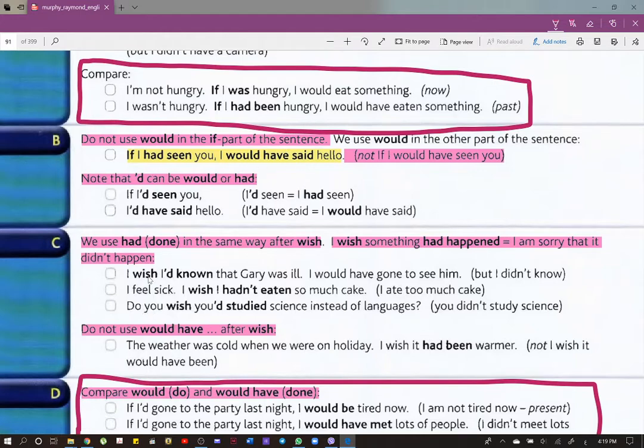With wish, there is no need to say two ideas. This is something additional. I would have gone to see him, because we have a full stop. So say I wish I'd known that Gary was ill. That's it. The sentence is complete. All right. But wish and if, they share the idea of using what? Using the past perfect. If we are talking about past events.